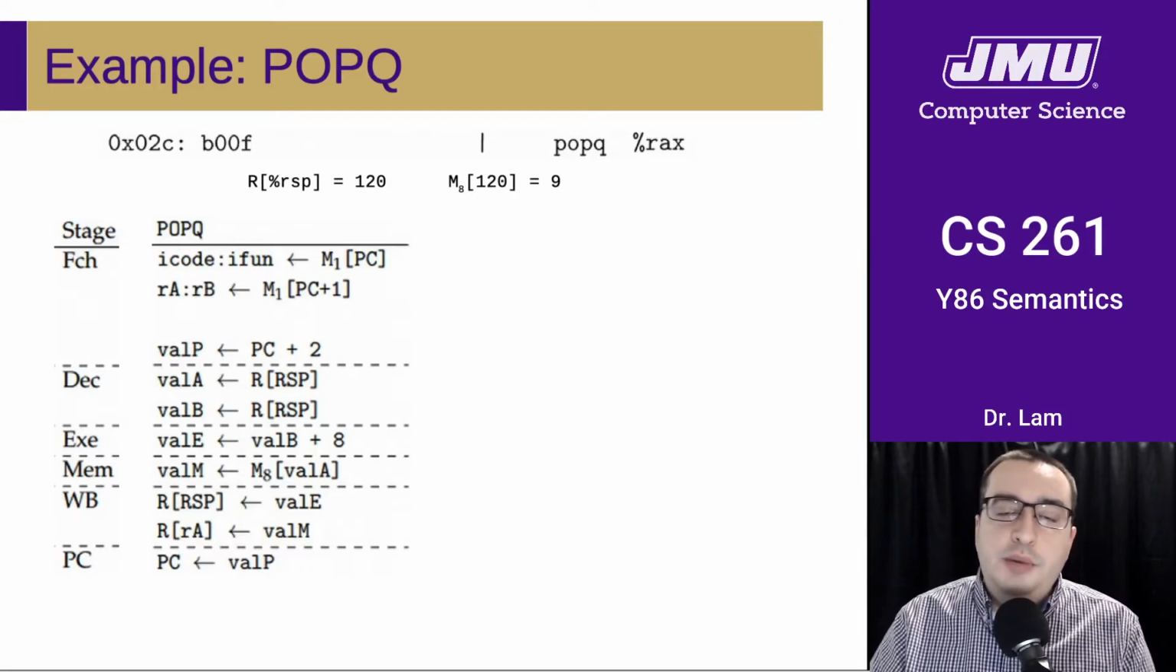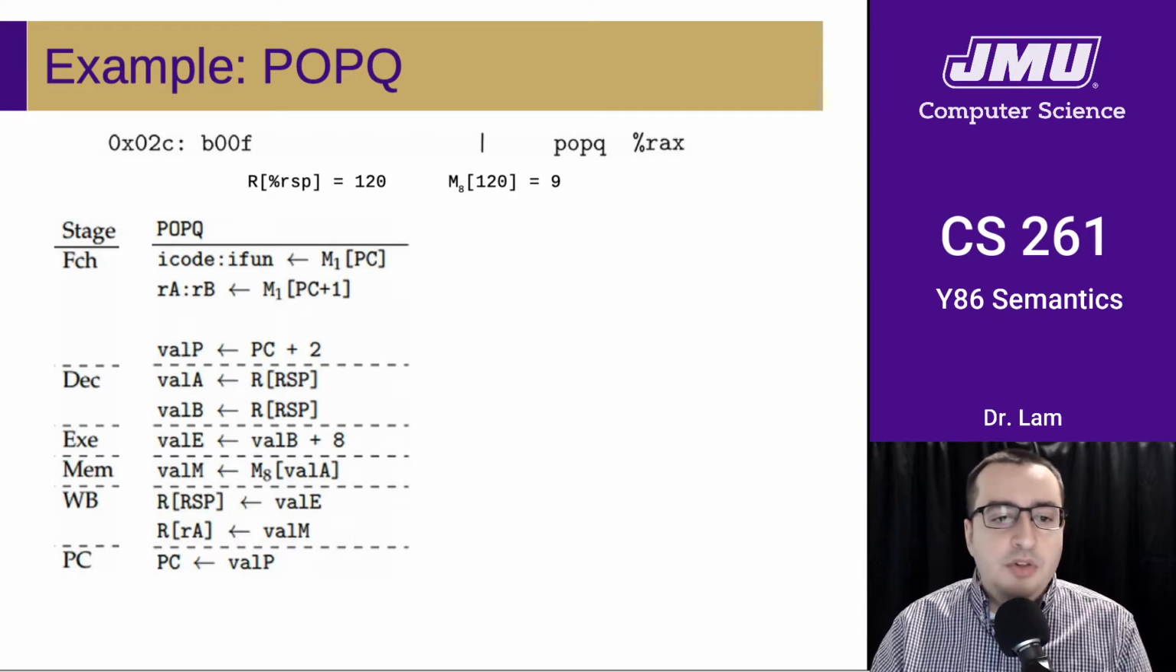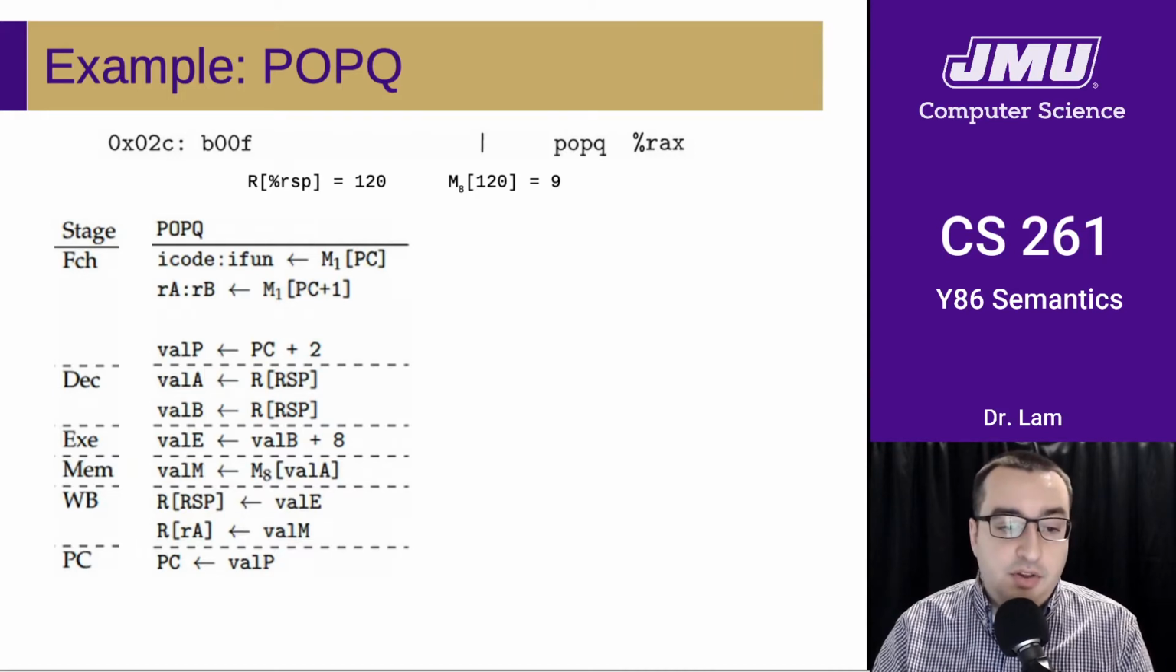All right, let's work through a couple more difficult examples. So here's a pop instruction. This instruction is certainly more complex than the one that we just looked at. It's actually doing something during all 6 stages of the CPU. And you can see that it's doing a pop from the stack. So this is going to be touching memory and potentially modifying a register.